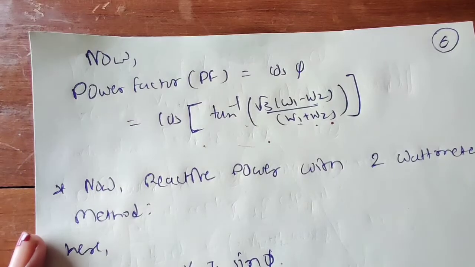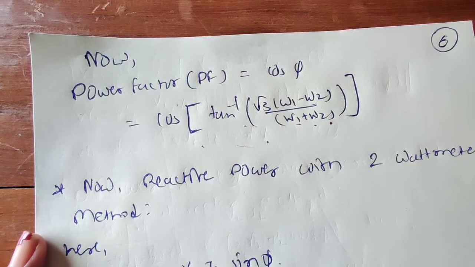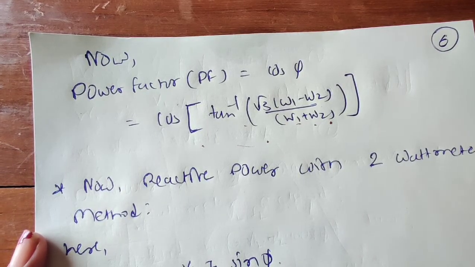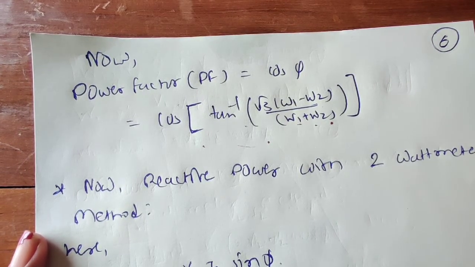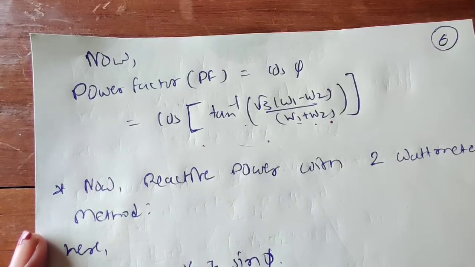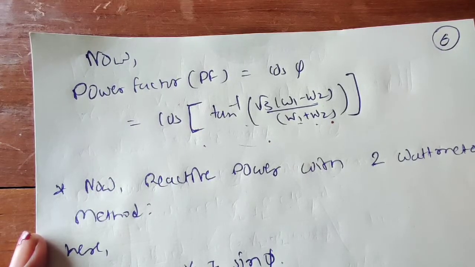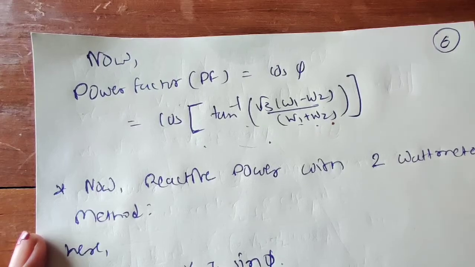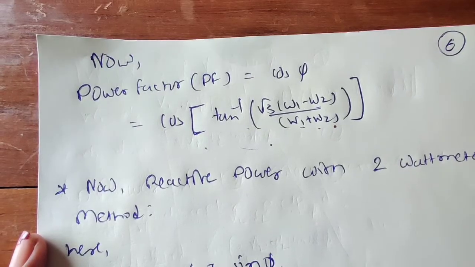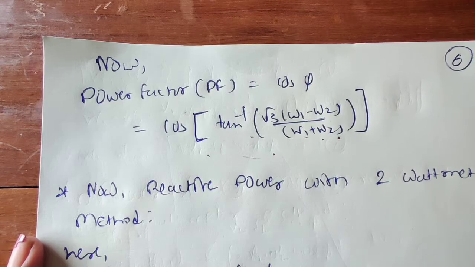Now for a lagging power factor, there are some things you need to consider. For a lagging power factor, tan phi is positive, so cos phi is positive. For a leading power factor, tan phi is negative, but cos phi will still be positive. So the power factor cos phi will always be positive, and whether its nature is leading or lagging should be decided from the polarity of the tan term. Okay, this is all about the power factor measurement.